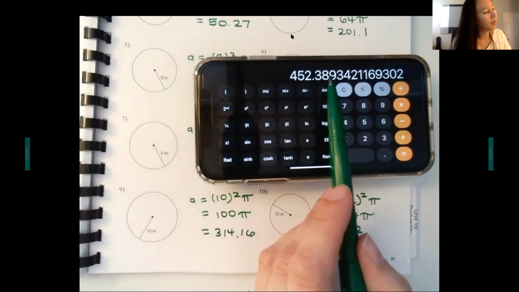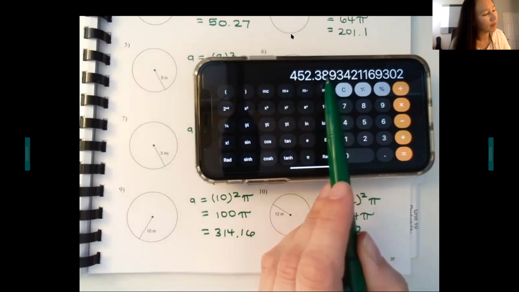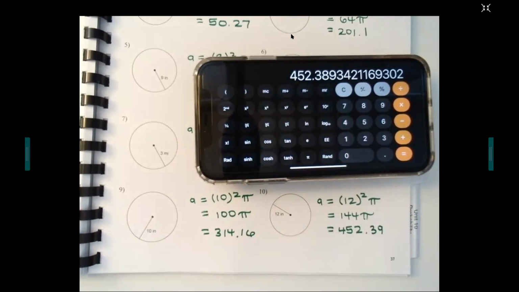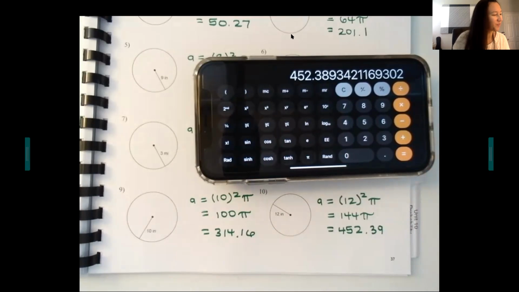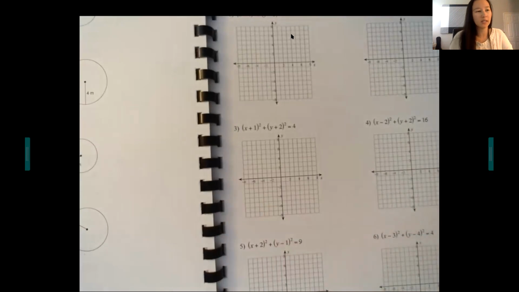So then we have 0.38, and then since the number after the 8 is a 9, that's greater than 5. So I'm going to round up. So that would be 0.39. Okay, I get it now. Awesome. Thank you, Elijah. All right, you guys have any questions on area? I don't think so, because you guys all did a great job. So let's flip to the back and do some circumference.